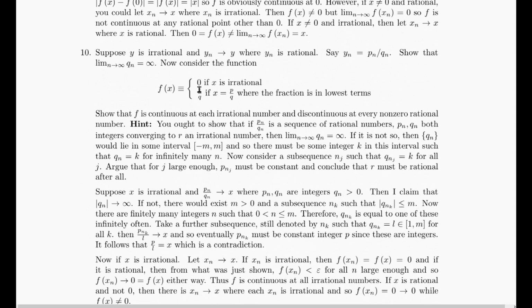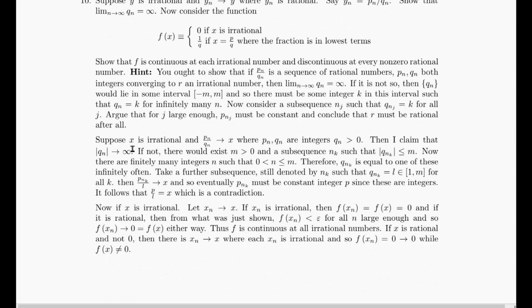This one shows that your ability to draw pictures is totally insufficient to understand the concept of continuity. All right, so here is a function. f of x is going to be 0 if x is irrational, 1 over q if x is equal to p over q in lowest terms. Okay? So what I'm going to do is show that this function is continuous at all irrational numbers and discontinuous at all positive rational numbers.